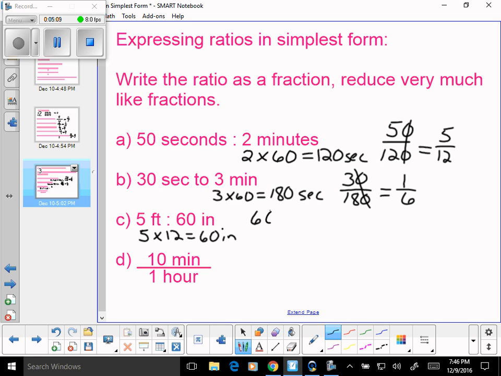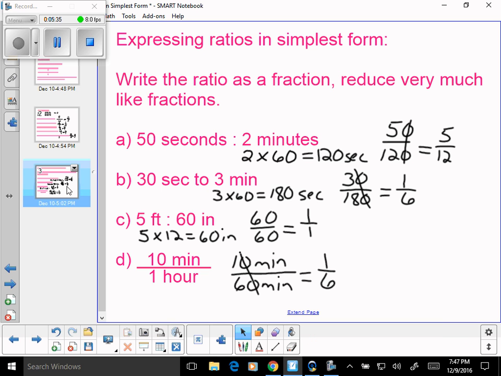So I'm going to have 60 to 60, which, as you well know, should be 1 to 1. 1 hour is 60 minutes, so I'm really going to have 10 minutes over 60 minutes. These 10s are going to cancel, so I'm going to have 1 to 6. And that concludes Lesson 5.1a.